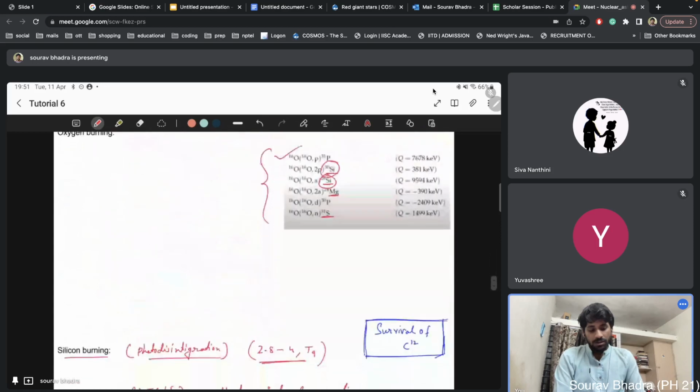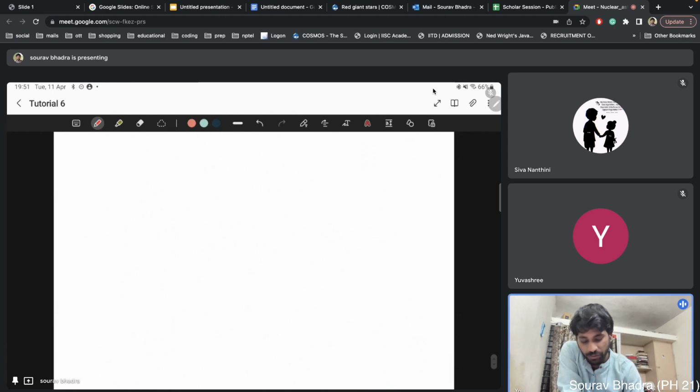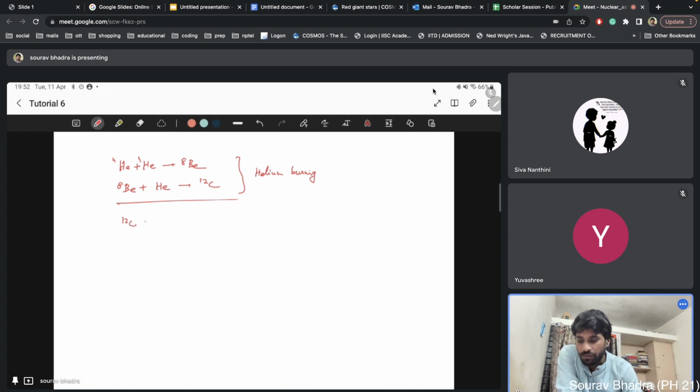Okay, so if we want a summary in a few 3-4 lines, today we did alpha plus alpha giving 8Be. Due to the resonance state of carbon-12, 8Be will again react with helium, so alpha plus 8Be will give 12C. This was during the helium burning phase. There can be other elements also, I am just writing the main elements.